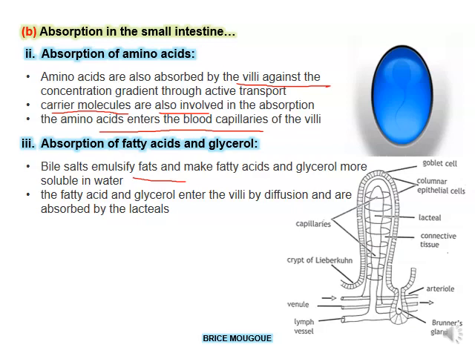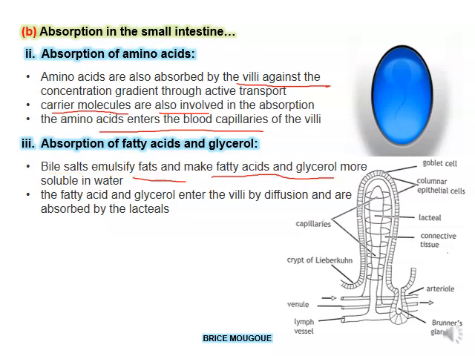So that's why, if you remember, we learned about bile and bile salts. Bile salts will first emulsify the fats, make the fats become droplets, so that the breakdown products, fatty acids and glycerol, could be more soluble in water. This is to facilitate their absorption.